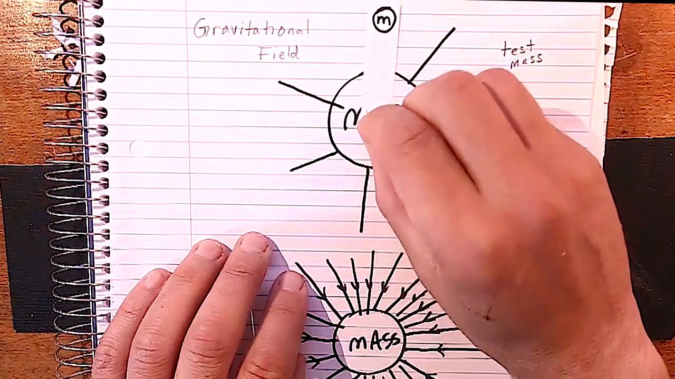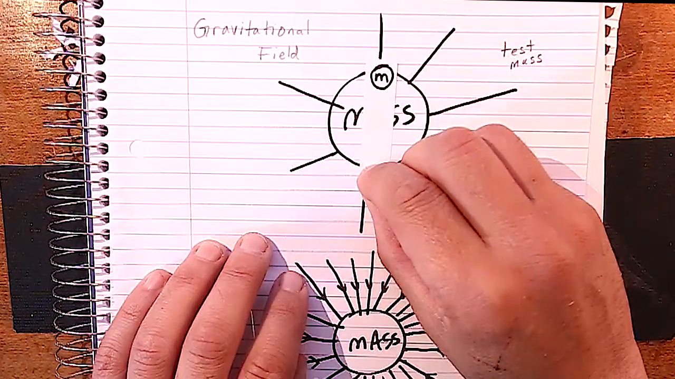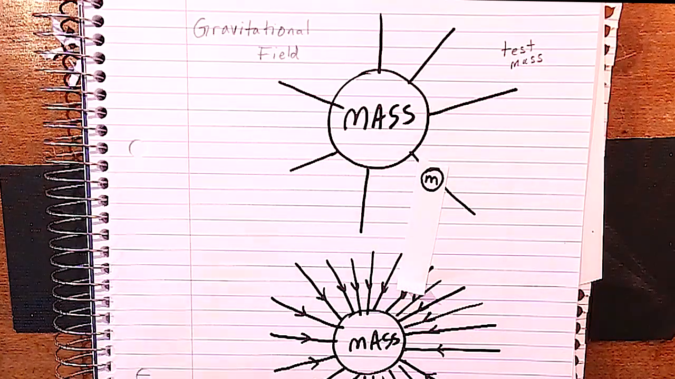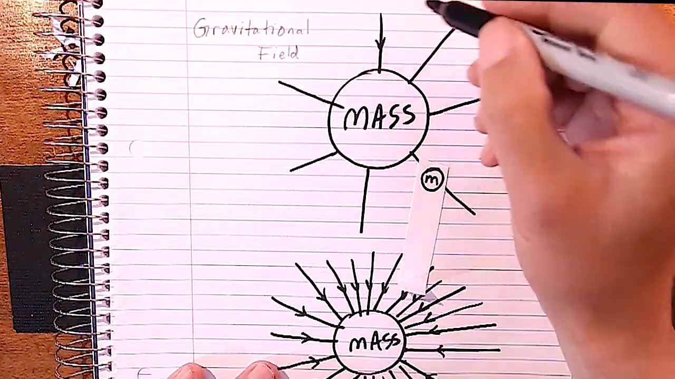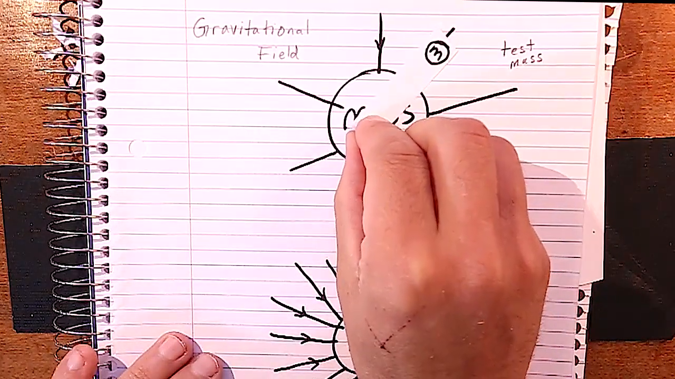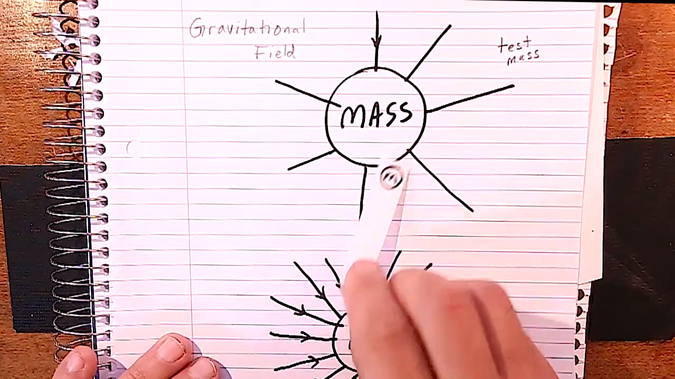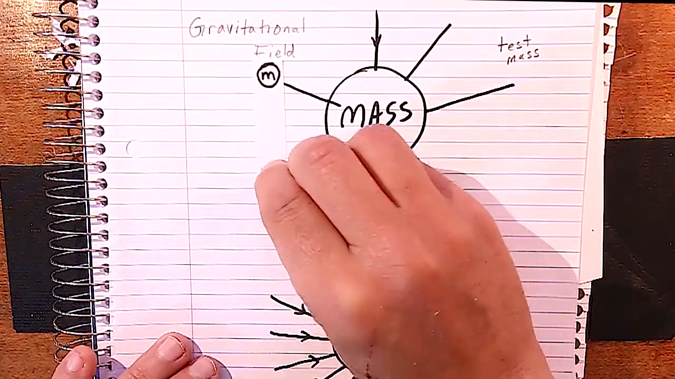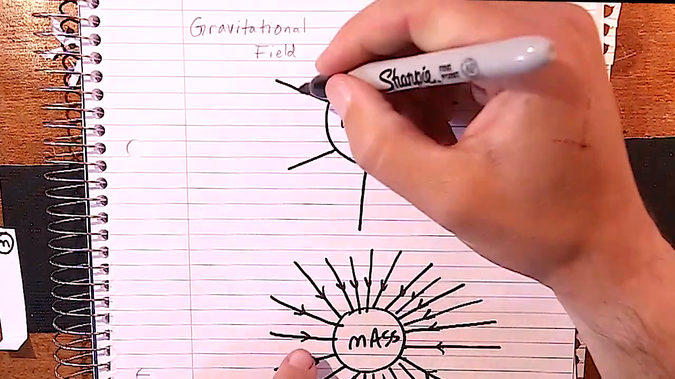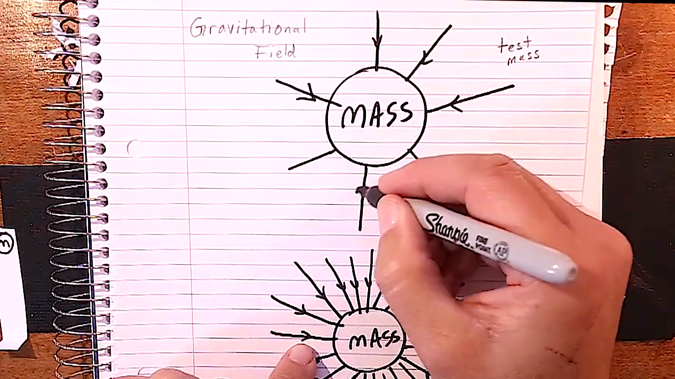So if we place this small test mass here, it's going to be attracted to this larger mass, and the direction of that force is the direction of the gravitational field. And if we put it here, it's going to go in that direction, here, and here, and here, and so on. So it's going to be attractive only. So gravitational fields only attract.